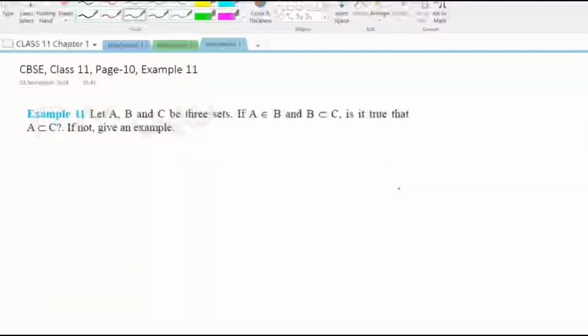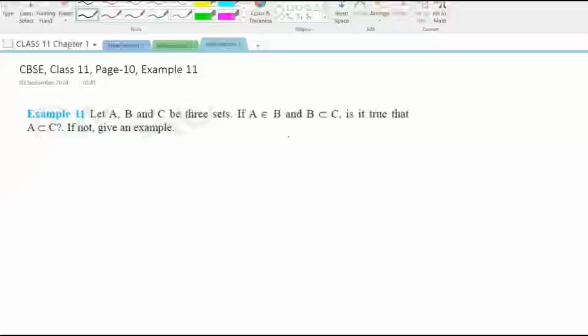Let's see the next example. Let A, B, and C be three sets. A belongs to B, okay, and B is a subset of C. Is it true that A is also a subset of C? If not, give an example. Okay.